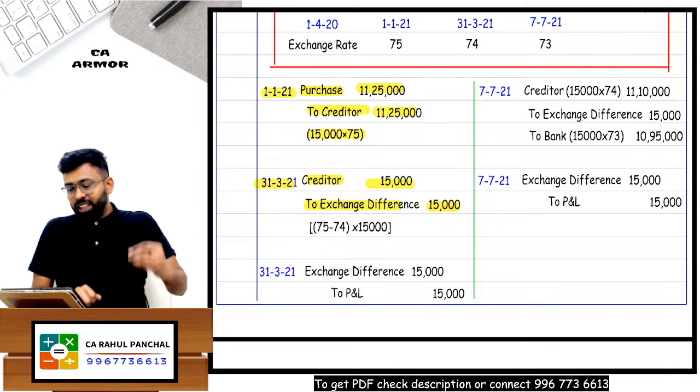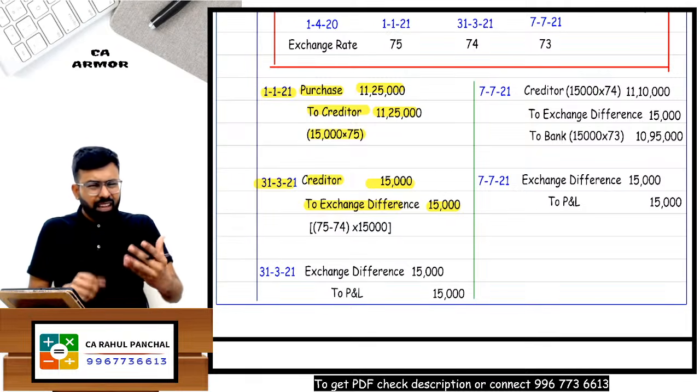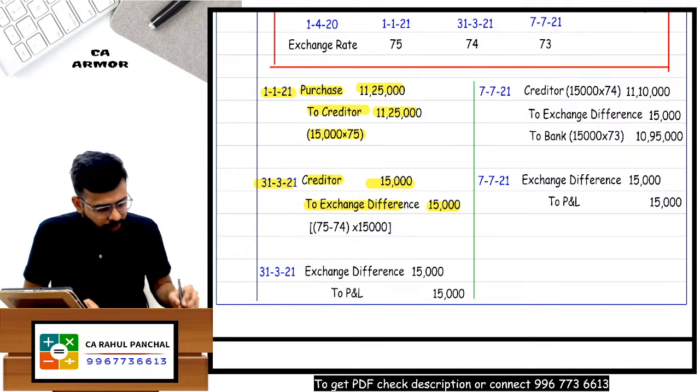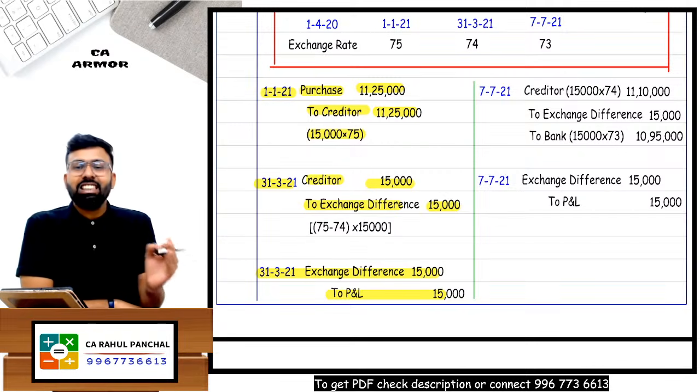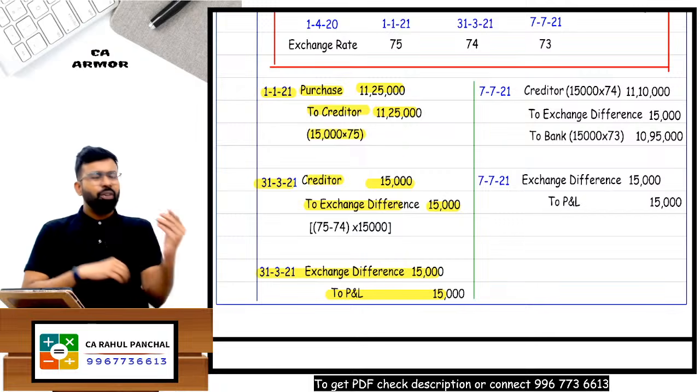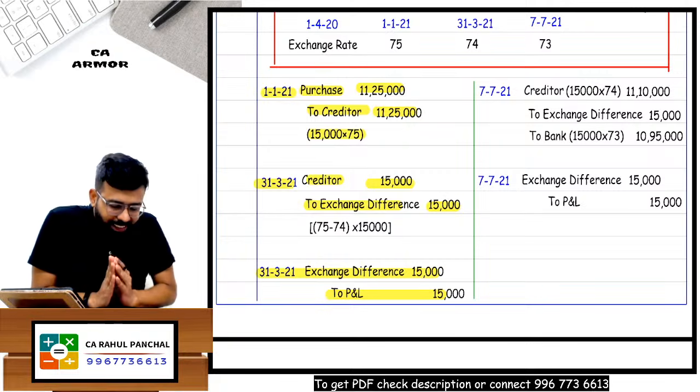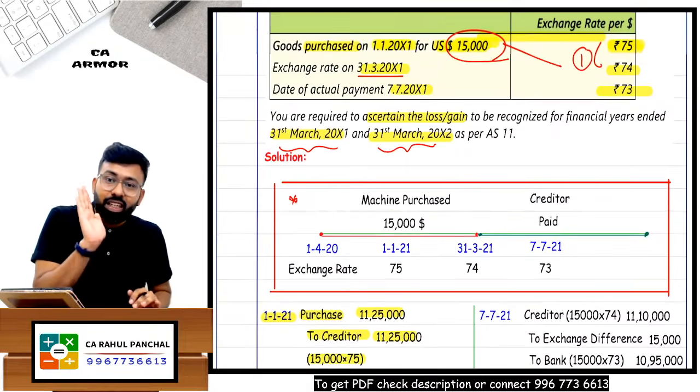Sir, where will you transfer this gain? This is a gain. You have to transfer it to the P&L account. So there is one entry that you will pass, exchange difference account debit to P&L account, and that gain will be transferred. But sir, there is a twist. Payment is not done yet.